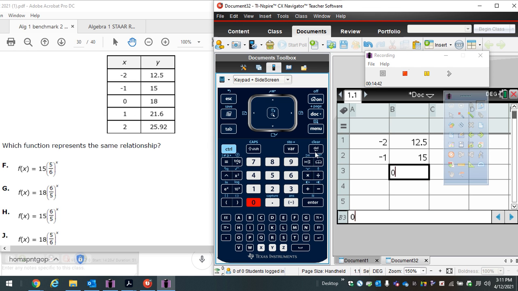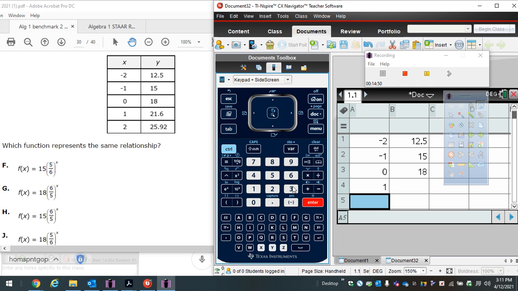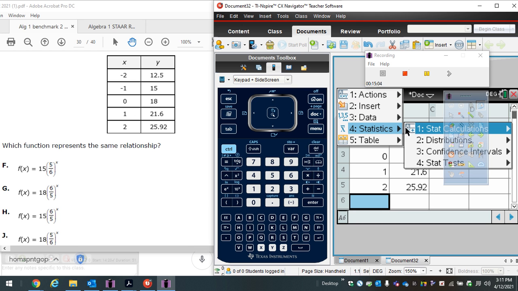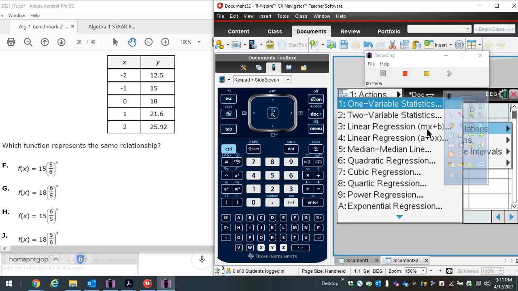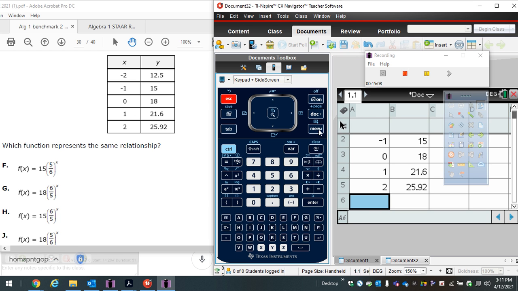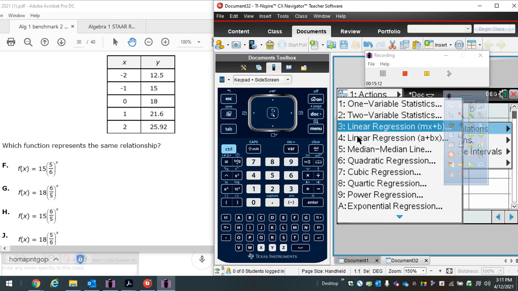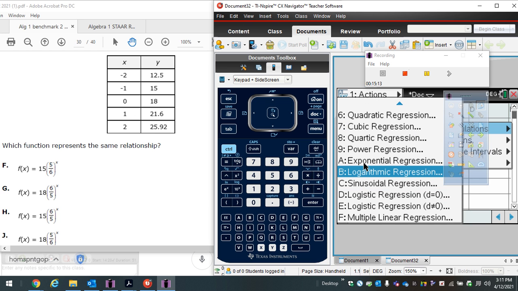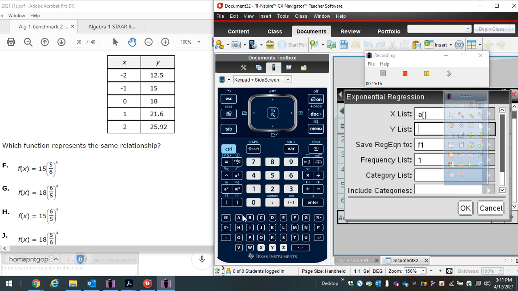0, 18, 1, 21.6, 2, 25.92. Come here, go to menu, spreadsheets. Ooh, kind of pressed the wrong one. Menu 4, 1, and I'm going to go to exponential regression, and here go to B, control this.